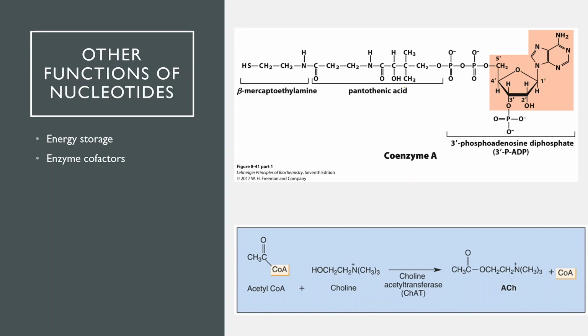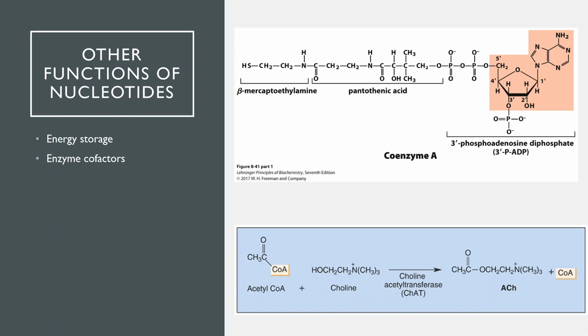Nucleotides can sometimes be used as cofactors for enzymes. So a cofactor is a molecule that an enzyme uses as part of an enzymatic reaction. And so, for example, coenzyme A is a modified form of adenosine. It's basically adenosine with this sort of long hydrocarbon chain attached to it. And it's involved in a lot of reactions, especially a lot of transfer reactions. So this is an example.